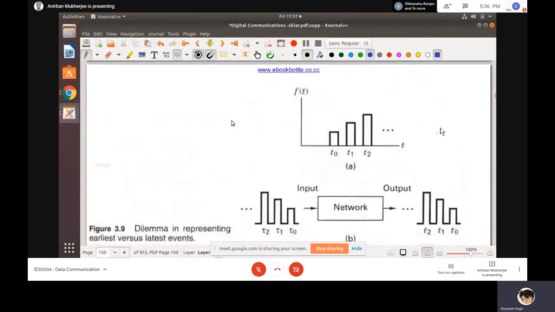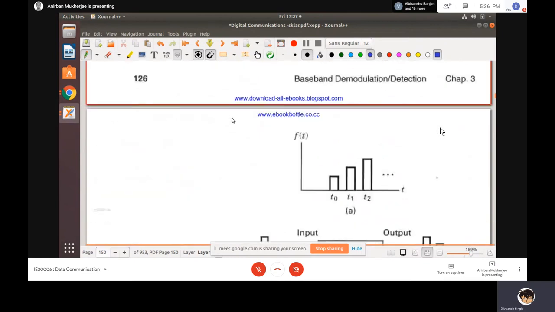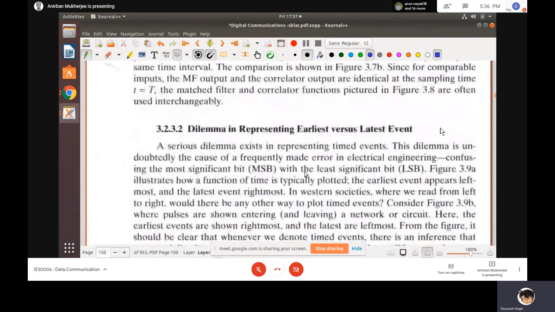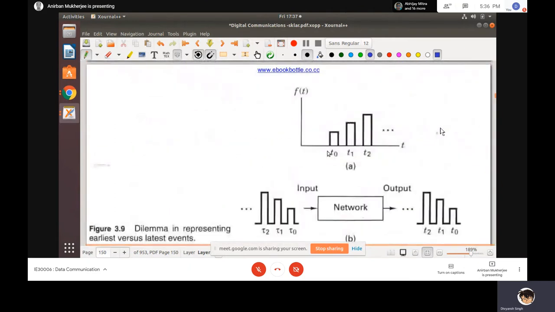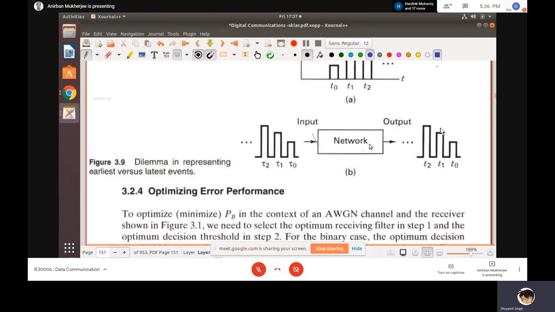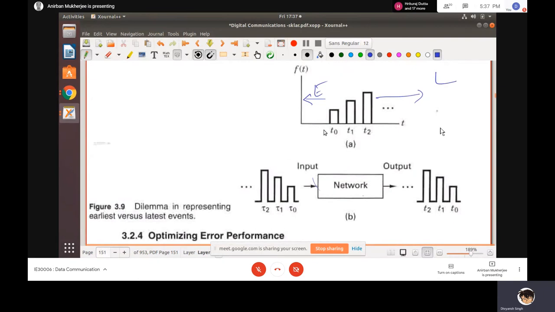Anyway, another point, which is also very important: there is a dilemma in representing the earliest and the latest event. When we draw the signal, we say f(t) with t0, t1, t2. That means this portion is later in time, this portion is earlier in time. But in a network, we have to do something different: the signal that is earlier, we have to flip, and then we have to do that. It is some tau 1.